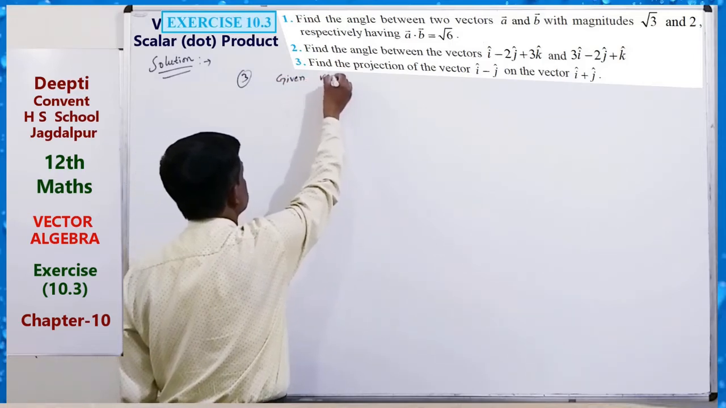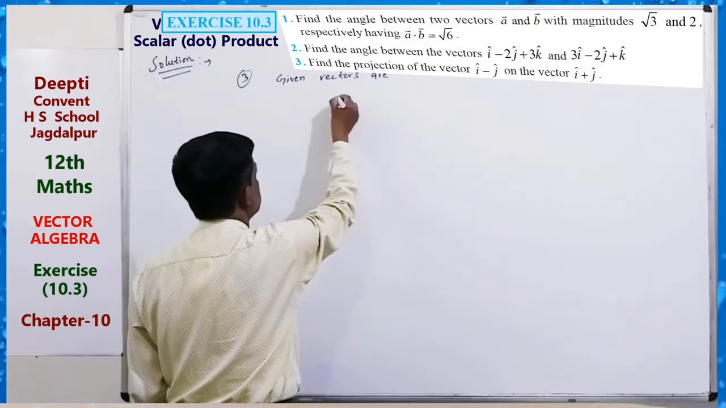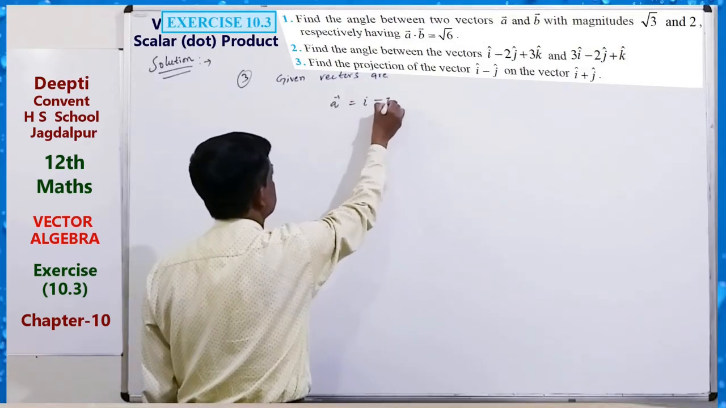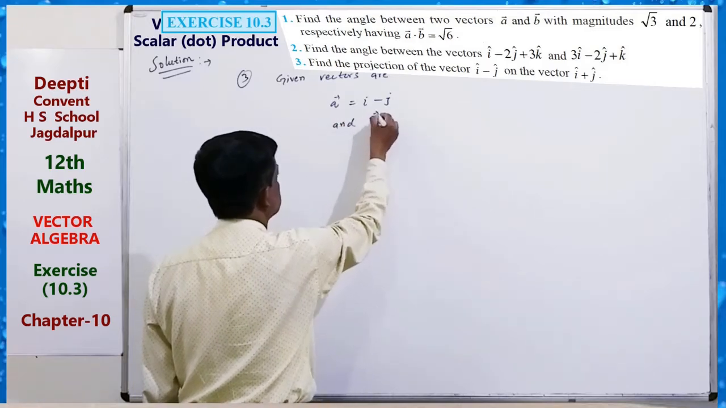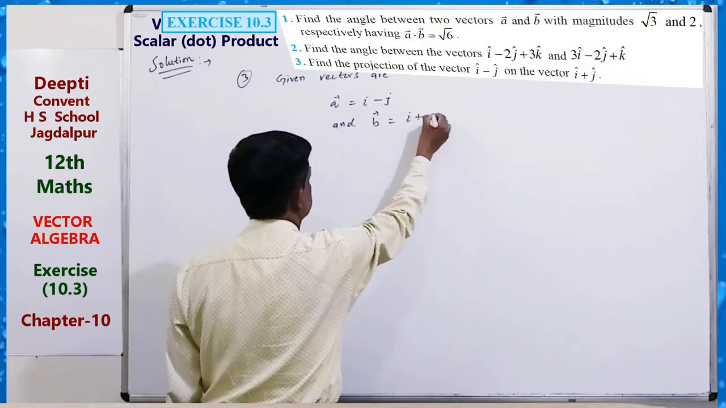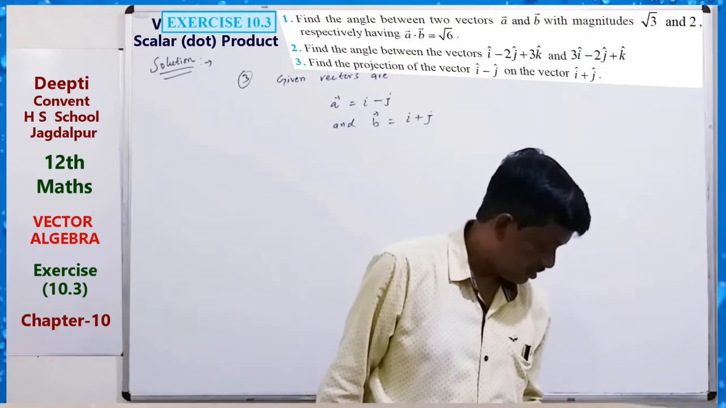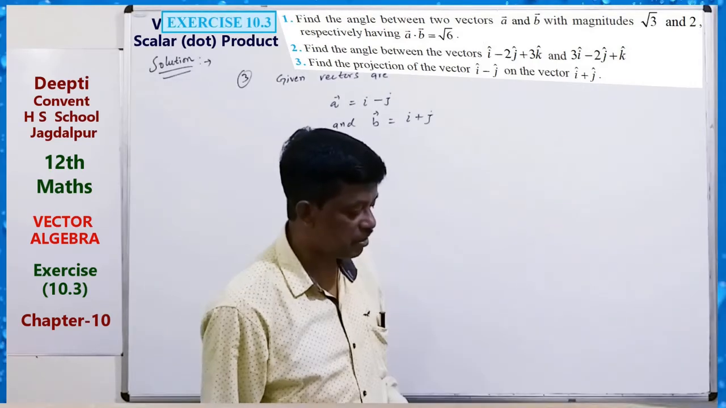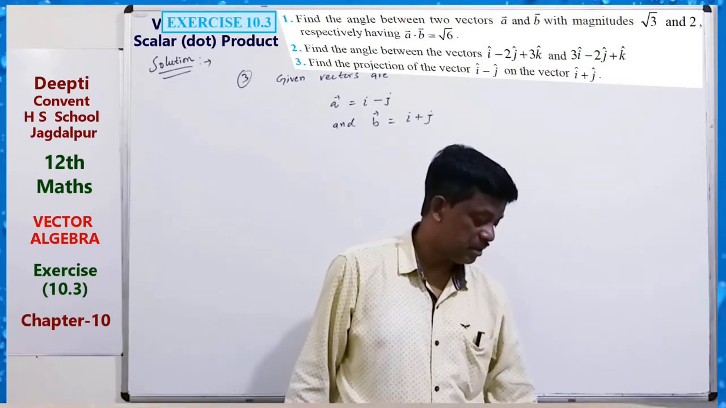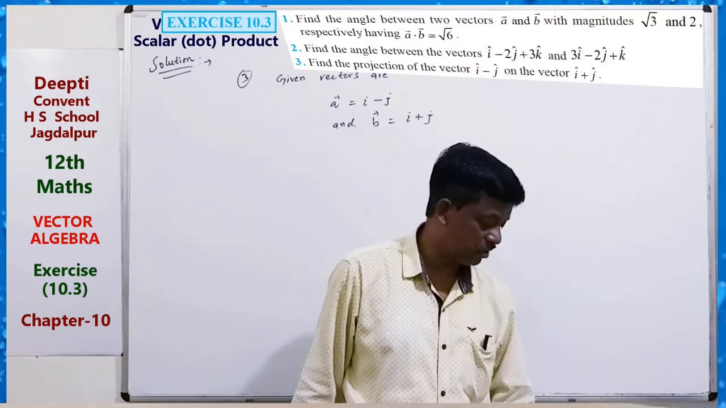So here in question third, the given vectors are, suppose, A equals I minus j and B equals I plus j. So this is in two dimensions; here k is absent. In question 4, there are i, j, k components, 1, 3, 7 and 7 minus j and 8. The same process will be followed for 3 and 4.